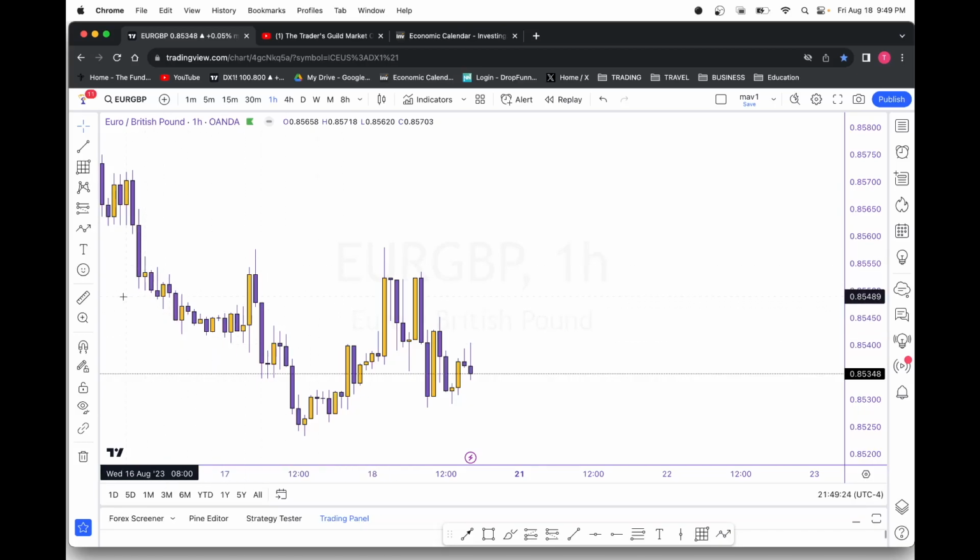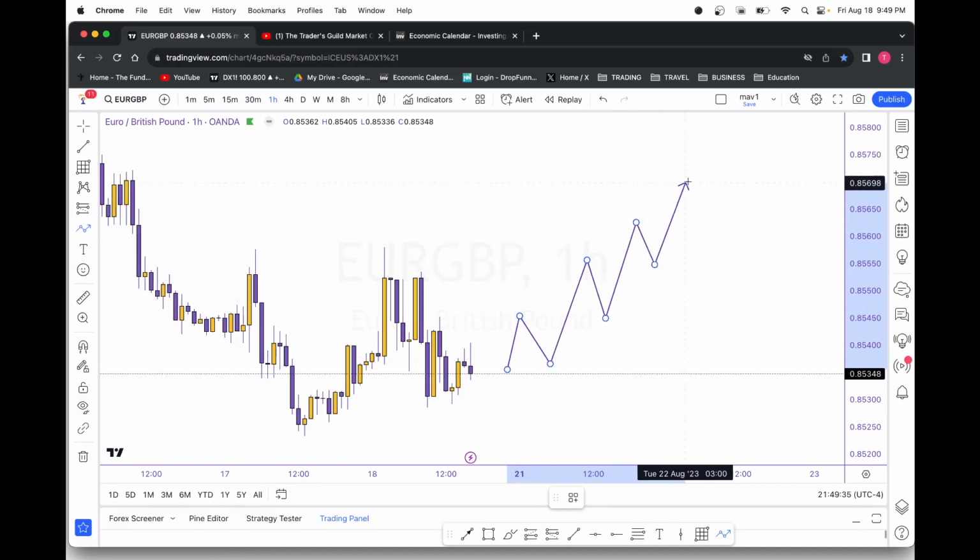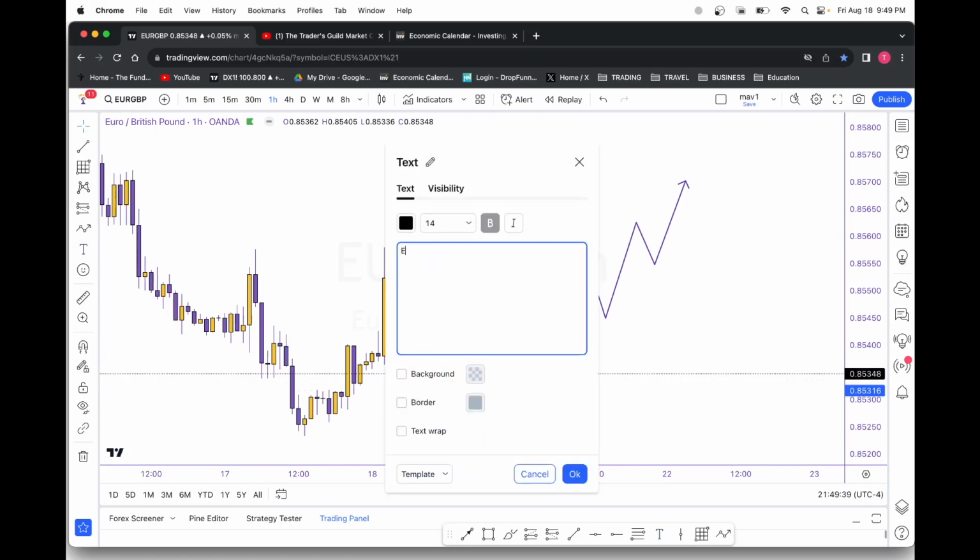So I look at Euro GBP, and the idea with Euro GBP is that if Euro GBP is going higher, then that means that Euro is stronger than GBP, and GBP is weaker than Euro, which should be self-explanatory, right?